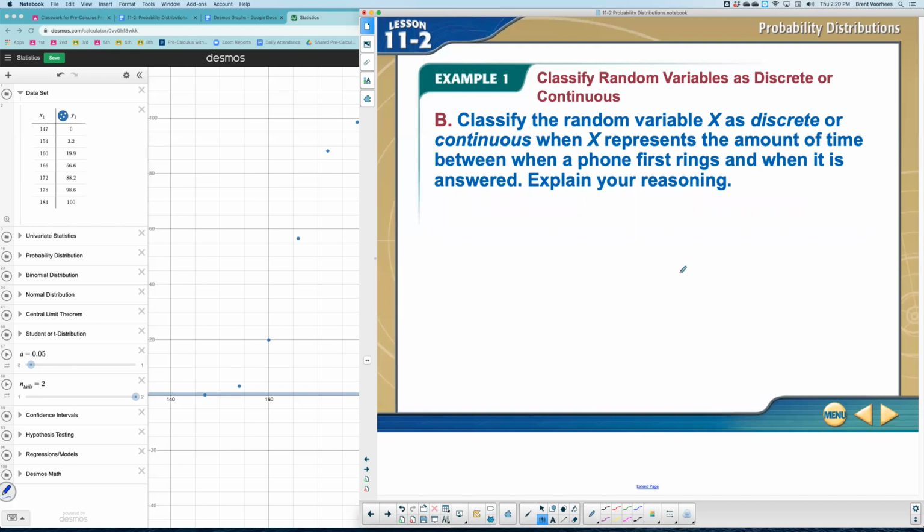Part B, it says, okay, what if X represents the amount of time between when the phone first rang and when it's answered? This would be continuous, because you could answer after 1 second, 1.5 seconds, 3.253 seconds, etc. So since you can wait all these different times, this would be continuous.